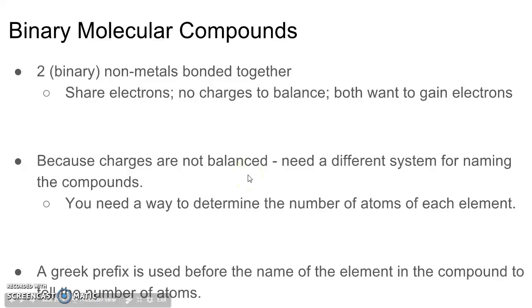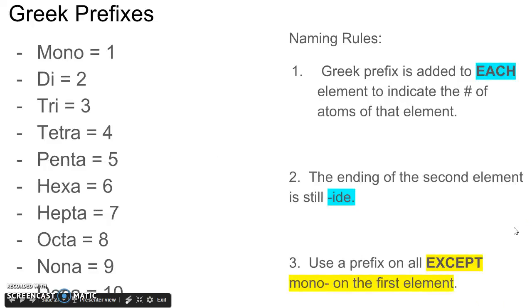We cannot use what we did for ionic compounds, where you balance the positive metal and the negative nonmetal, because now we have negative nonmetals bonded together. So we need a new way to determine the number of atoms in each element because we can't rely on charges to tell us. And so for a molecular compound, we have to rely on Greek prefixes. A Greek prefix is used before the name of the element in the compound to tell the number of atoms. It's really easy to do.